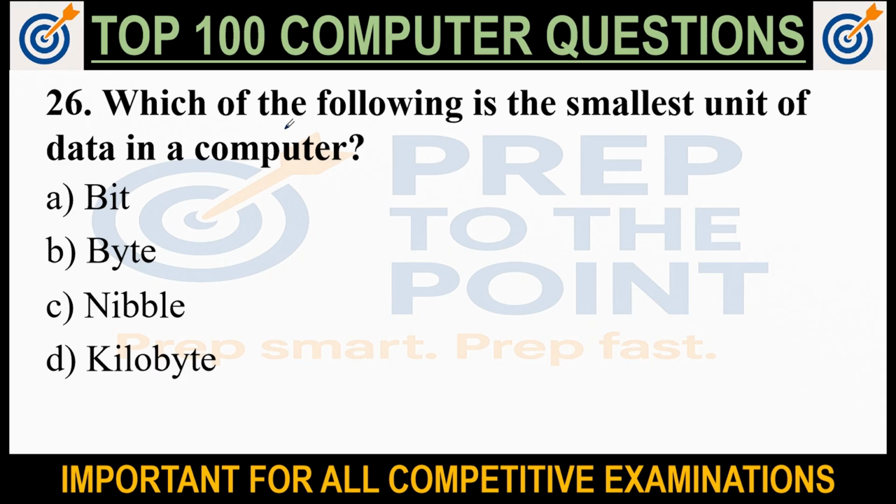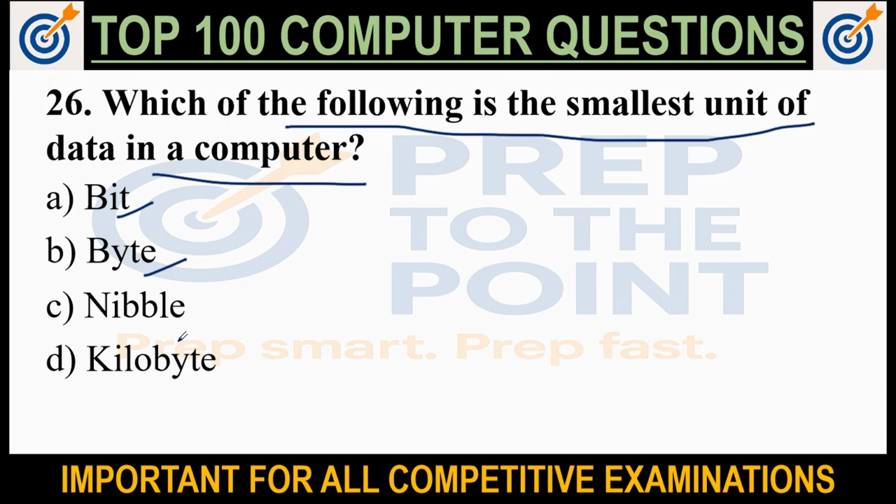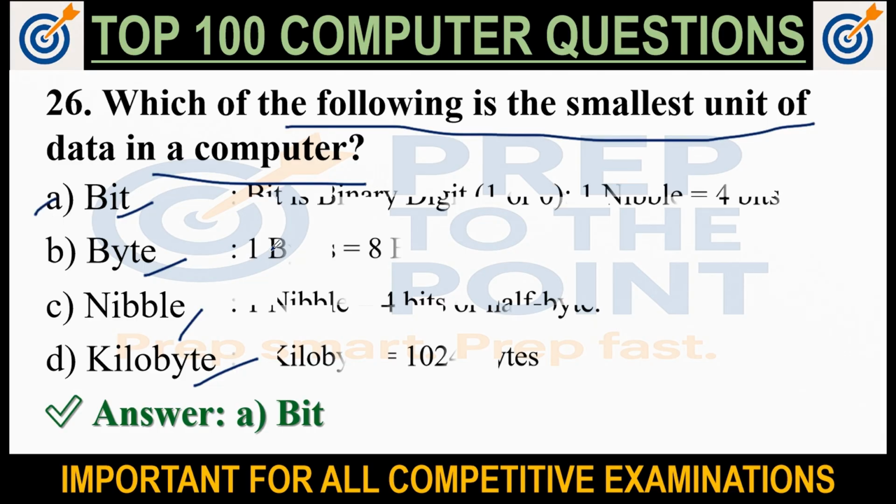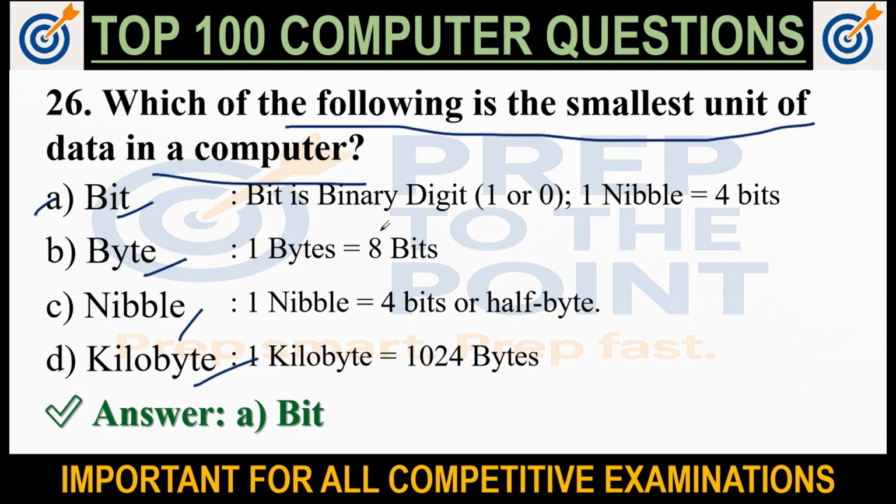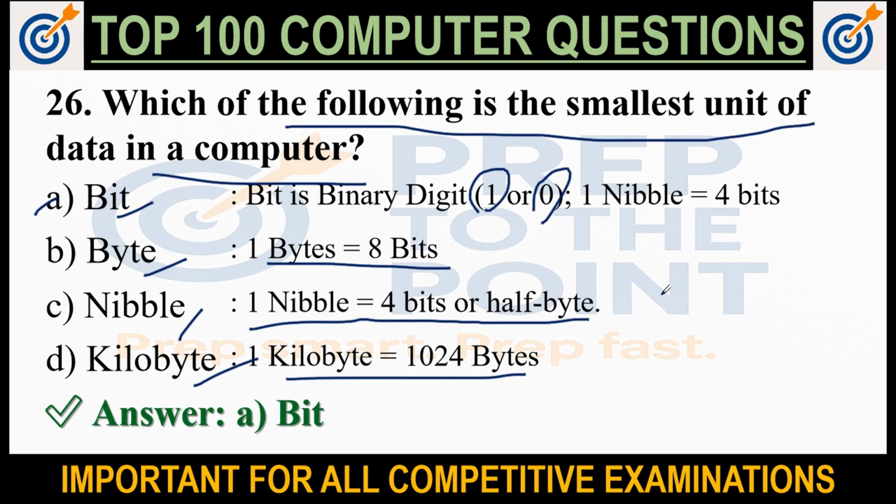Which of the following is the smallest unit of data in a computer? Is it bit, byte, nibble or kilobyte? The right answer is A, bit. Bit is binary digit. Binary means 2 and digit means number. And here are two numbers, one is 1 and another is 0. 1 nibble is equal to 4 bits or half byte, 1 byte is equal to 8 bits, and 1 kilobyte is equal to 1024 bytes.